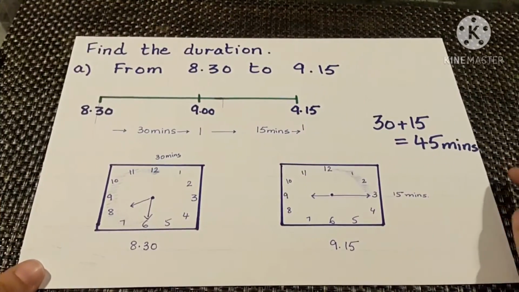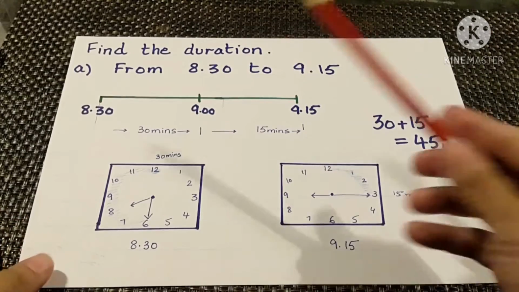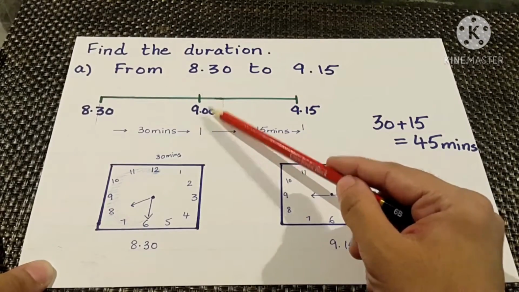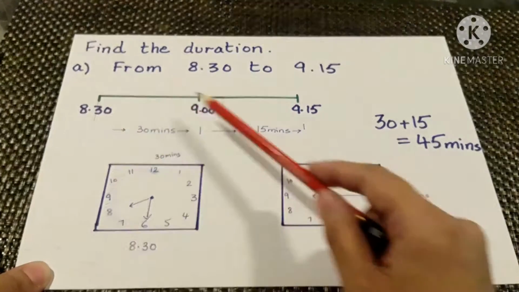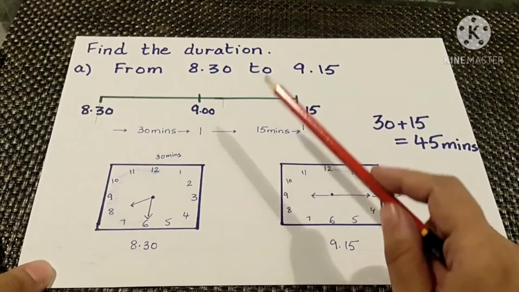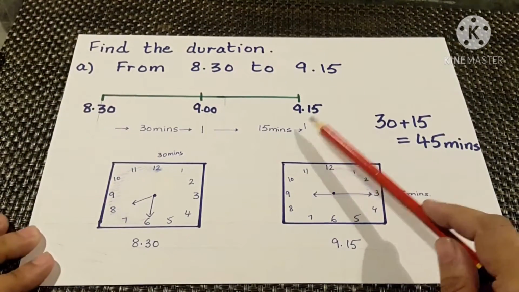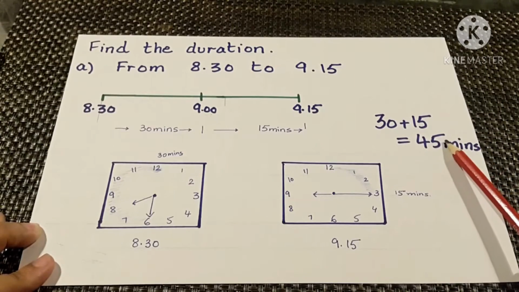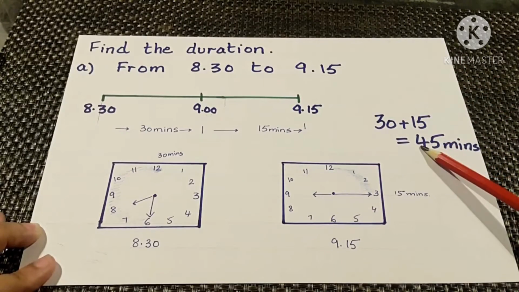Let's do some questions. Find the duration from 8:30 to 9:15. Now, we know that between 8:30 and 9:15, we have 8:30 to 9 and then 9 to 9:15. Between 8:30 and 9, we have 30 minutes. Between 9 to 9:15, we have 15 minutes. So we will add 30 plus 15 minutes, we get 45 minutes. So the time between 8:30 to 9:15 is 45 minutes.